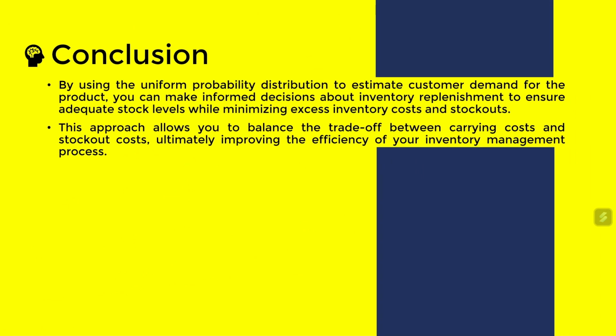So in conclusion, I will say that by using the uniform probability distribution to estimate customer demand for the product, you can make informed decisions about inventory replenishment to ensure adequate stock levels while minimizing excess inventory cost and stockouts. This approach allows you to balance the trade-off between carrying cost and stockout cost, ultimately improving the efficiency of your inventory management process.